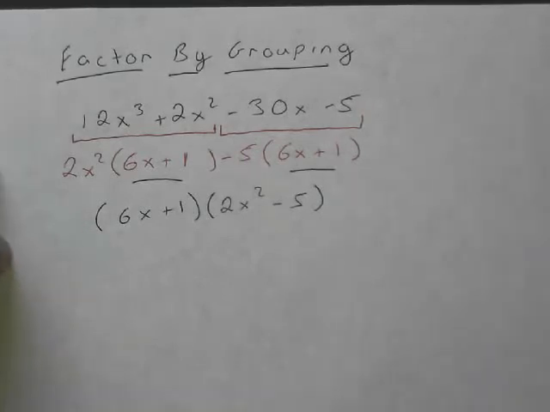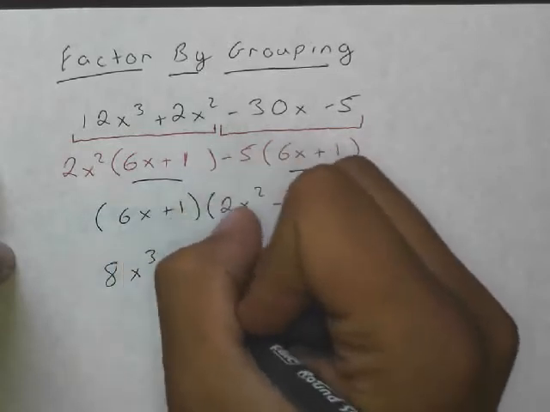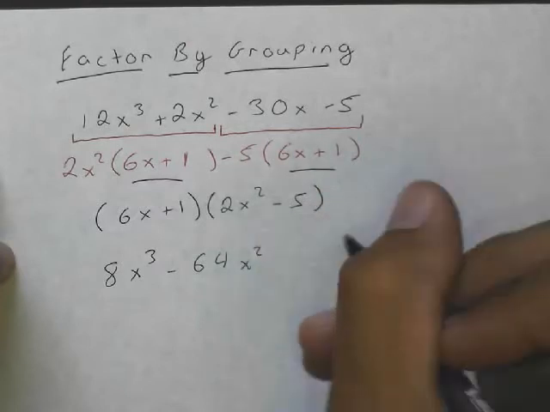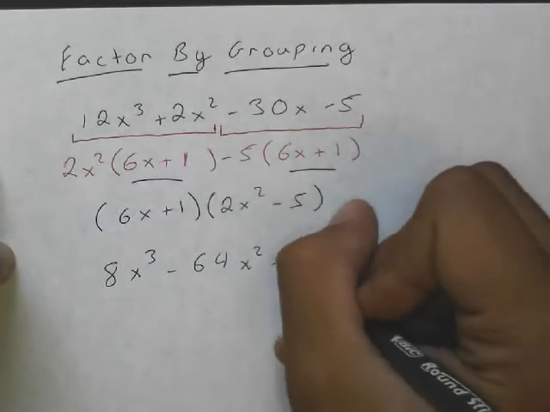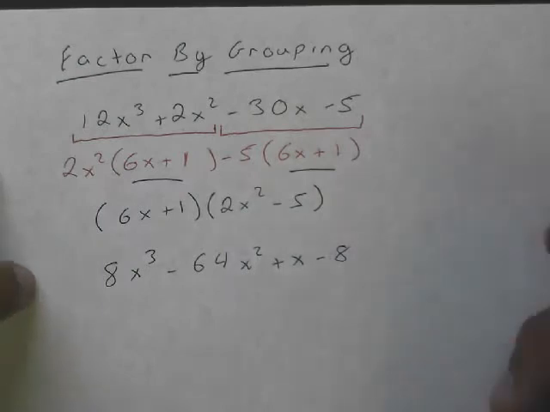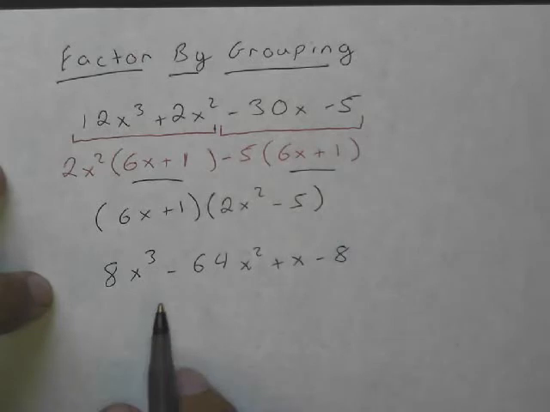Now, what I'm going to ask you to do is try one on your own. The problem you're going to try on your own is going to be 8x cubed minus 64x squared plus x minus 8. What I want you to do is right now pause the video and try this on your own. Once you're done, hit play again, and I'm going to go through the explanation of how to do this problem here.